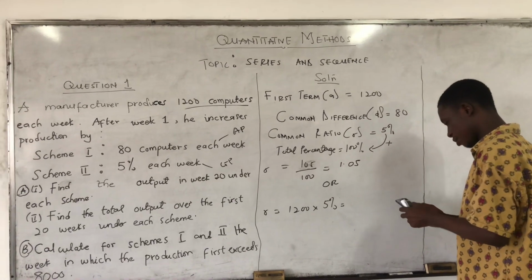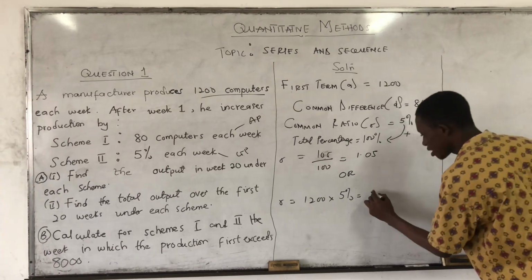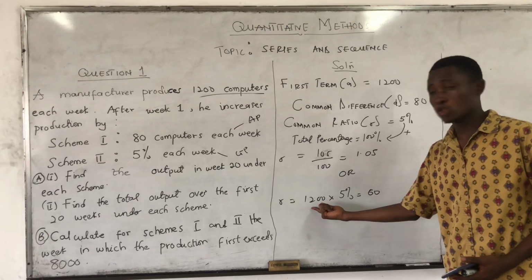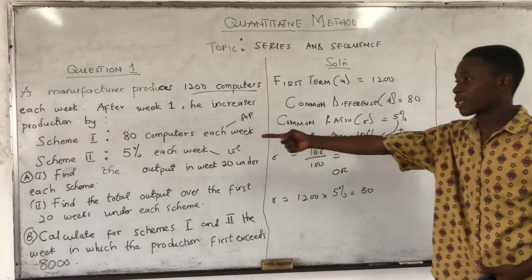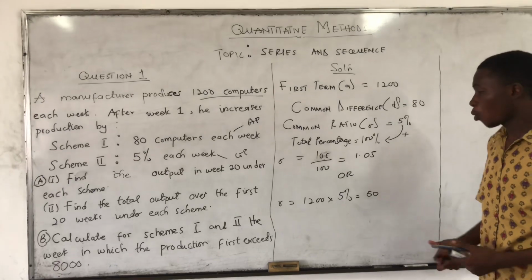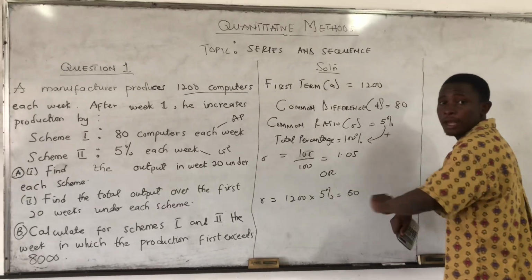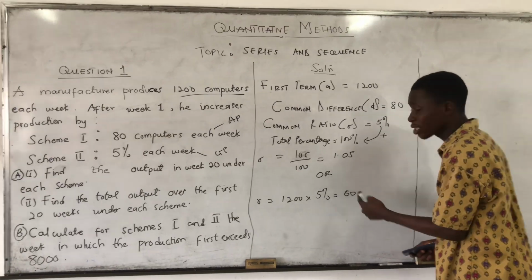1,200 times 5%. Let me do it. I'm getting 60. My first term was given to me as 1,200. I multiplied by 5% and I'm getting 60. Now what I do next is I'll add. This 5% is giving me the percentage out of the 1,200, which is 60.